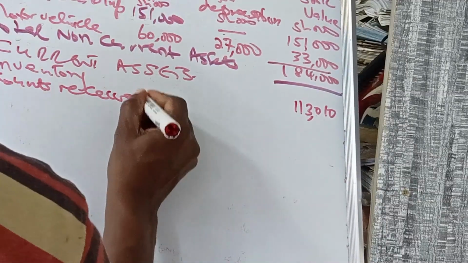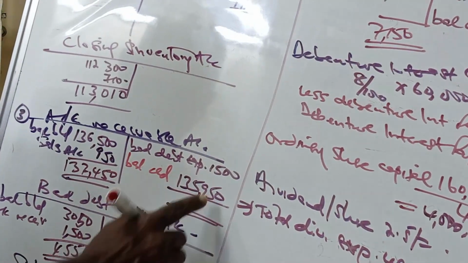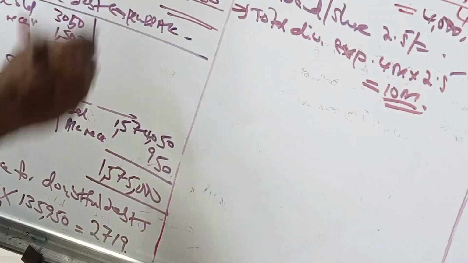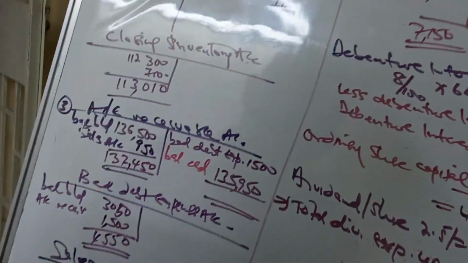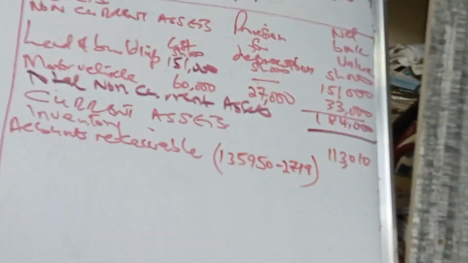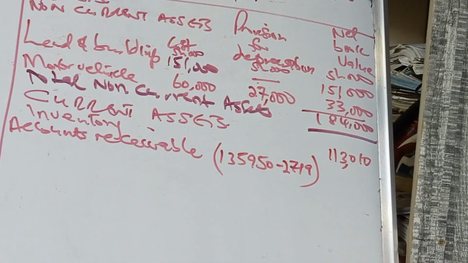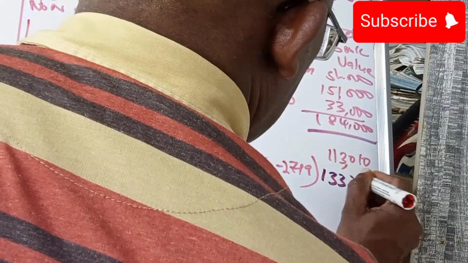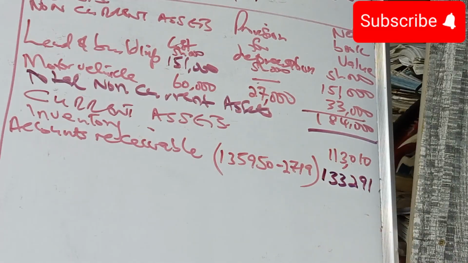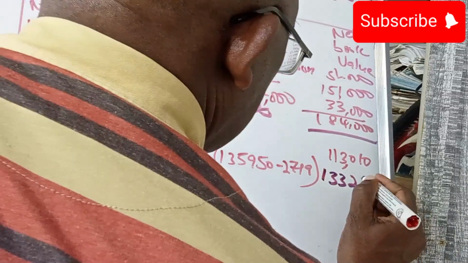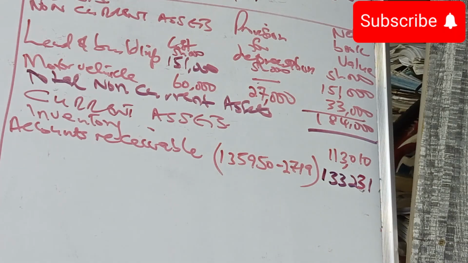Then we have accounts receivable. The balance carried down of our accounts receivable is 135,950, but we have a provision of 2,719. 135,950 minus 2,719, we get a figure of 133,231.